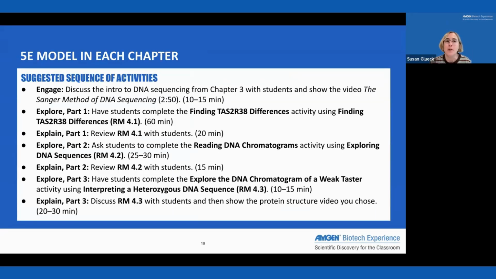So now that we've given you a sense of the curriculum, let's take a closer look at how we've implemented the so-called 5E science education model in these activities. You'll notice in this example from chapter 4 that we focus on the engage, explore, and explain components of the 5E model, leaving you to come up with your own extensions and evaluation as necessary.